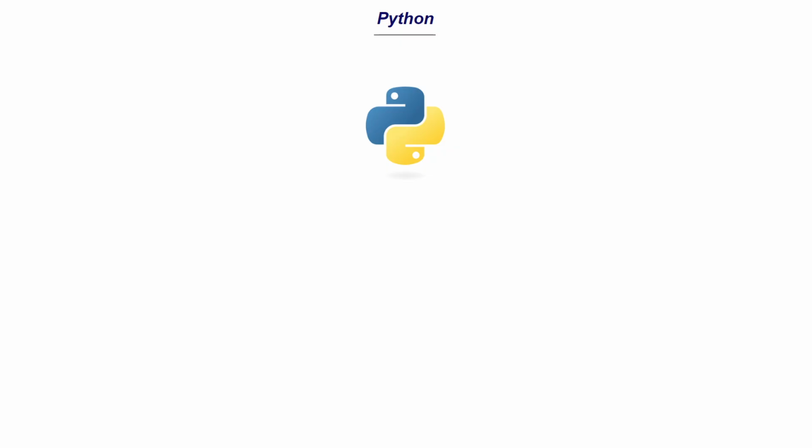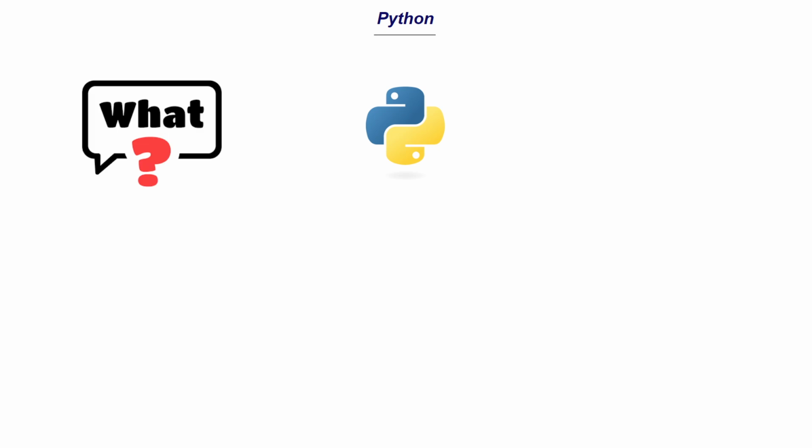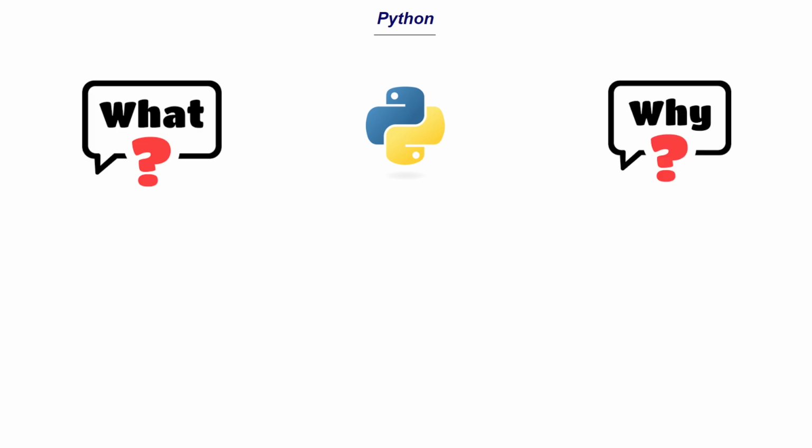So first, let's try to answer two questions. What is Python and why Python? So let's try to understand what is all about Python and why someone needs to learn Python if they are interested in programming stuff. So Python is a high-level programming language known for its simplicity and readability. First, let's try to understand what is meant by this high-level programming language.